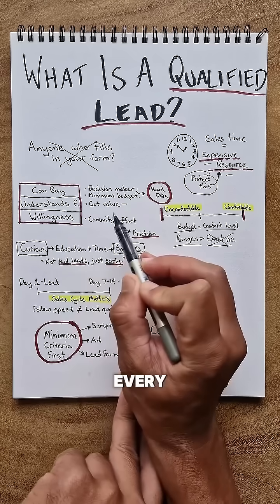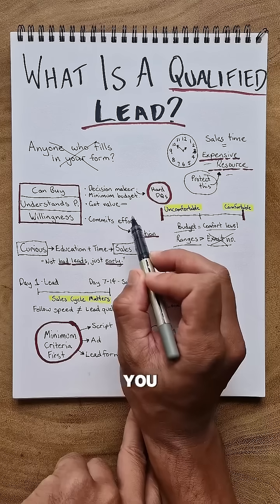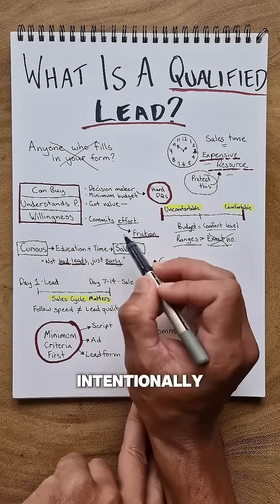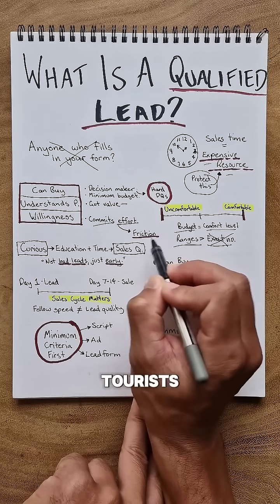Third filter, willingness. Intent beats budget every time. Your potential clients need to answer questions properly. You don't want them to rush the form. You want this commitment of effort. I intentionally slow people down because this friction filters tourists from buyers.